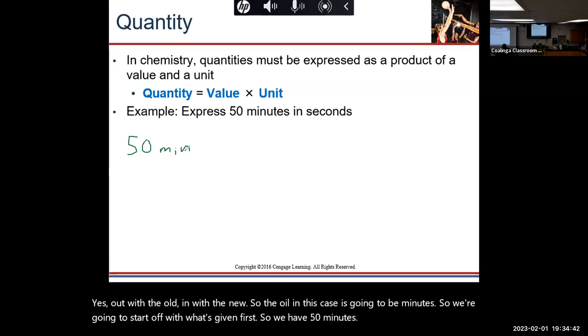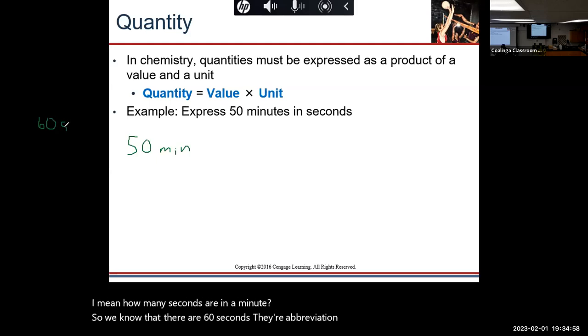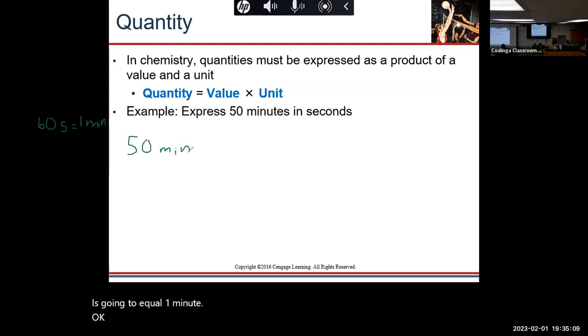And we use MIN for the abbreviation for minutes. And you guys know, or you should know, how many seconds are in a minute? 60. So we know that there are 60 seconds. The abbreviation for seconds is just an S. It's going to equal 1 minute. Okay, so minutes is going to be what we're starting off with.